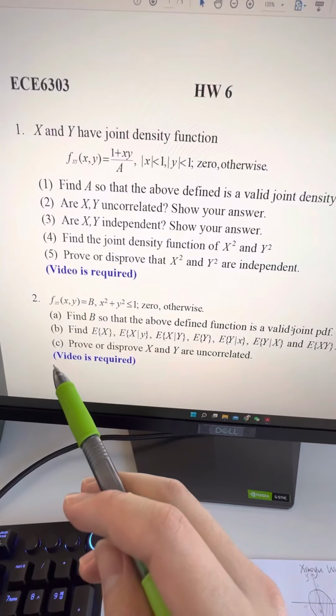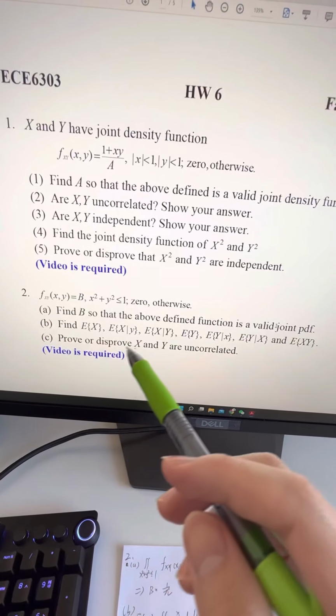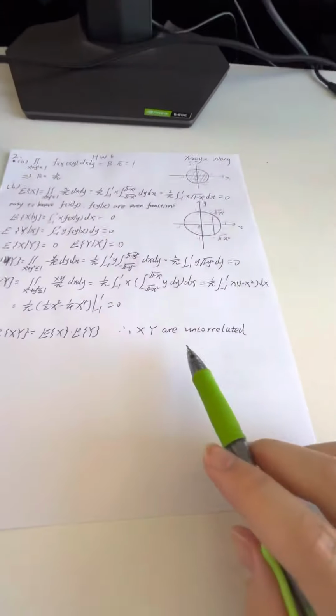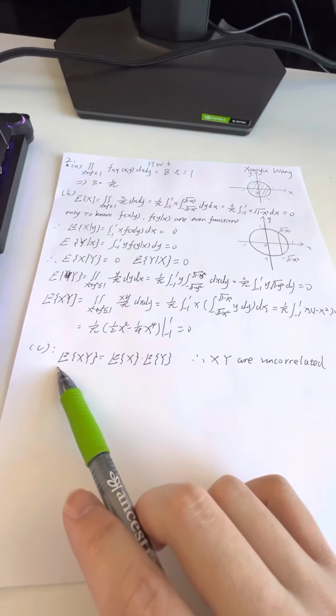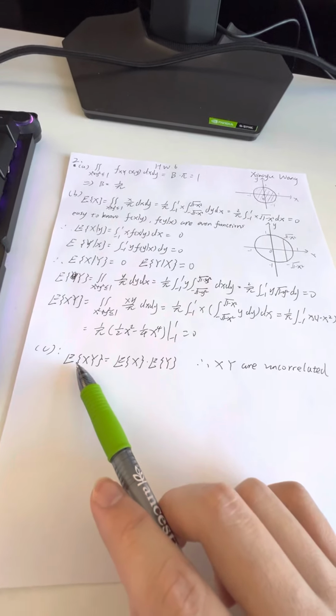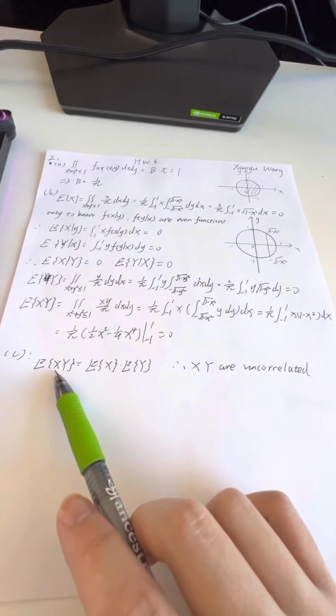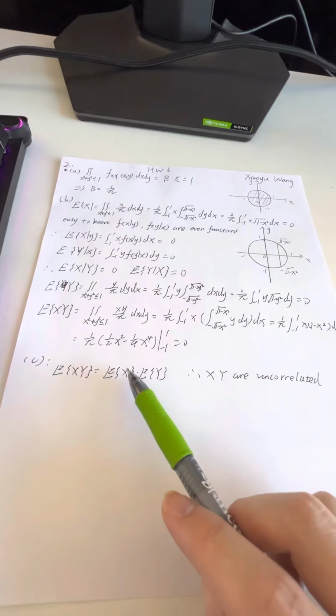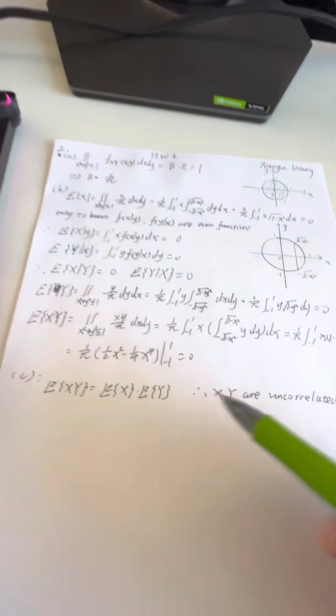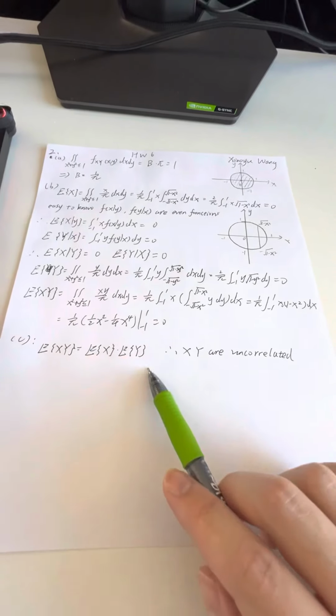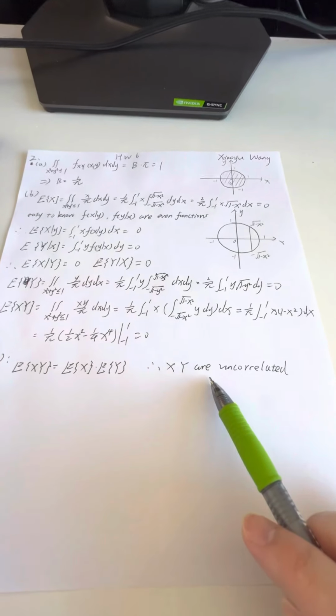And for the third sub-question, x and y are uncorrelated because the expectation of x times y is equal to the expectation of x times the expectation of y. This is the definition, so x and y are uncorrelated.